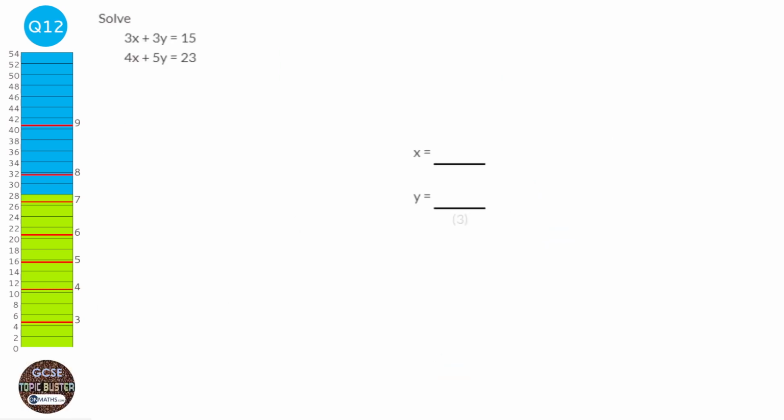First thing we notice with the simultaneous equations is the coefficients of the x and the coefficients of the y are different, so we need to make them the same. I'm going to focus on the y's, I always do, but you could do this with the x's. So we've got a 3 and a 5, so the lowest common multiple of 3 and 5 is 15, so we need to make them both 15.